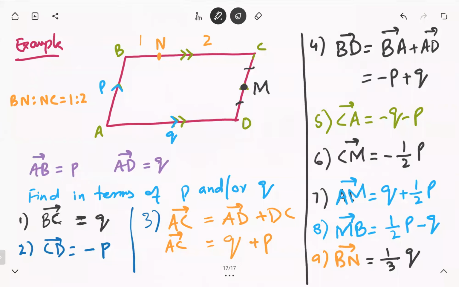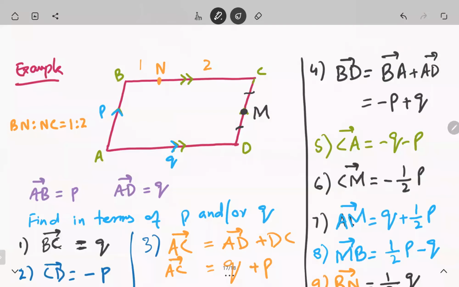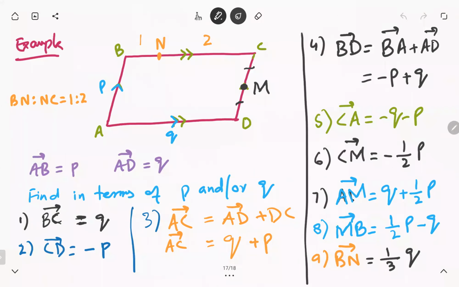What will be the vector CN? Vector CN. So CN means it's 2/3 of total. 2/3 is done, and what is the direction? 2/3 of Q, but in direction you are moving against the direction of Q, so -2/3 Q. So CN is -2/3 Q. This is your vector CN.